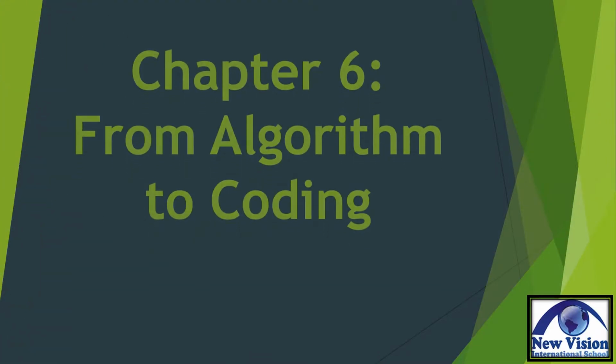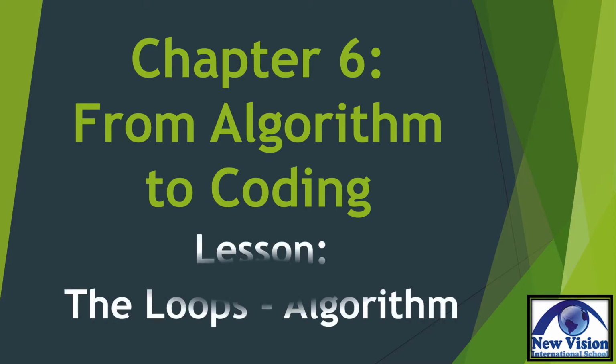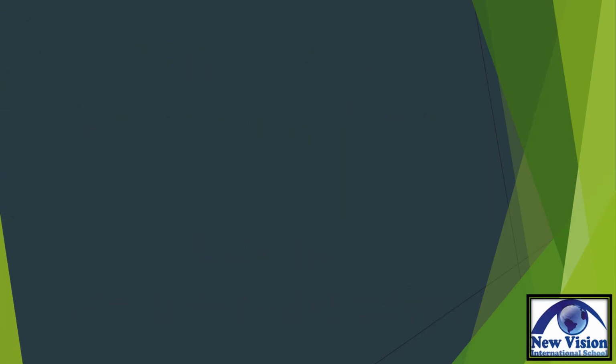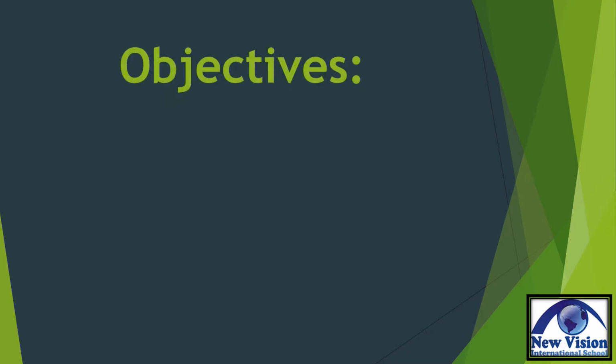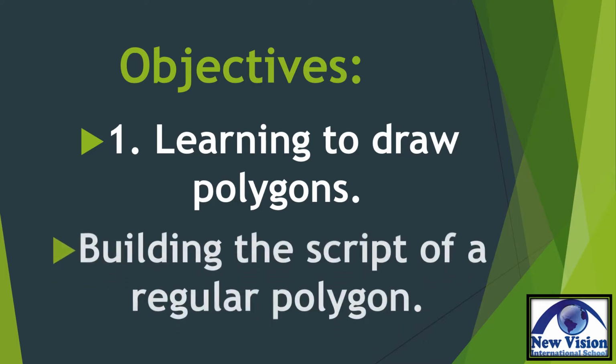Our today's lesson is under Chapter 6, From Algorithm to Coding. It is entitled The Loops and Algorithm. The objectives of our today's lesson are the following. Number 1, learning to draw polygons. And number 2, building the script of a regular polygon.